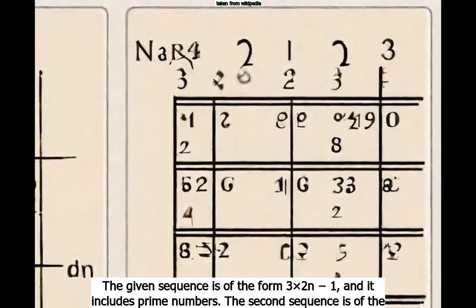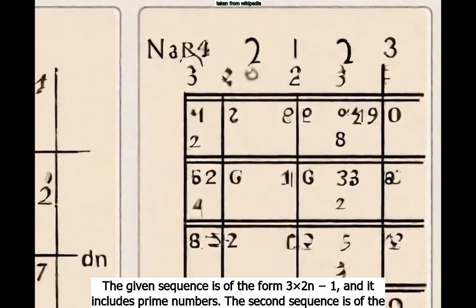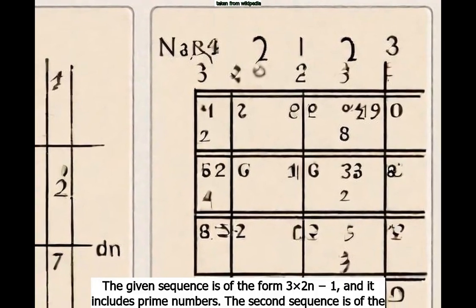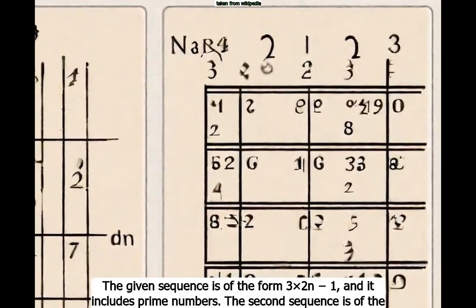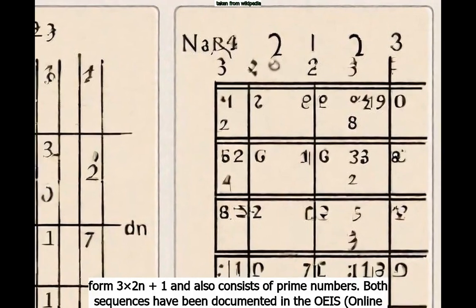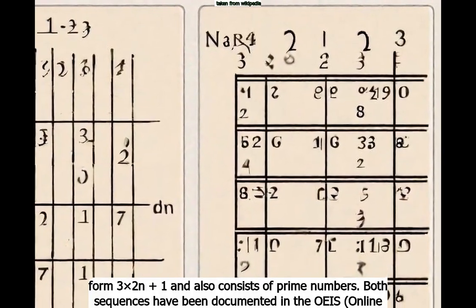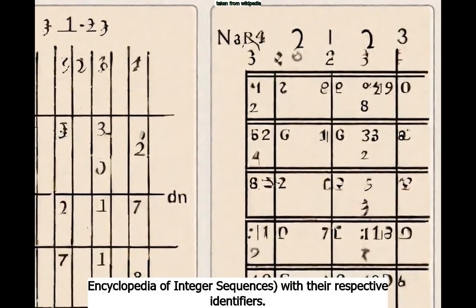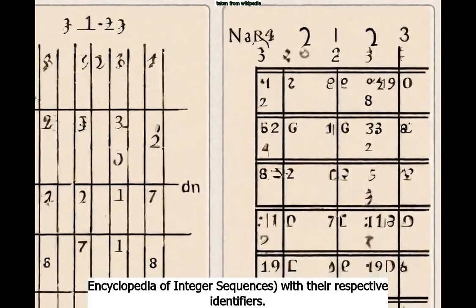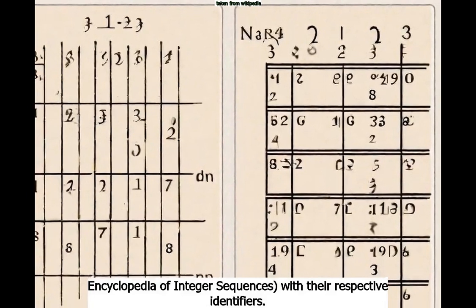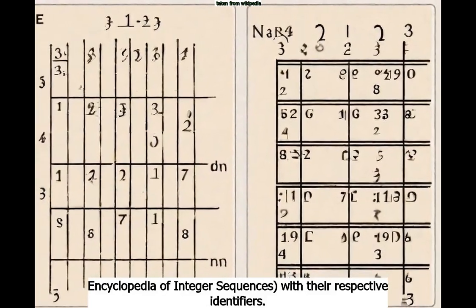The given sequence is of the form 3 times 2 to the power of n minus 1, and it includes prime numbers. The second sequence is of the form 3 times 2 to the power of n plus 1, and also consists of prime numbers. Both sequences have been documented in the OEIS, Online Encyclopedia of Integer Sequences, with their respective identifiers.